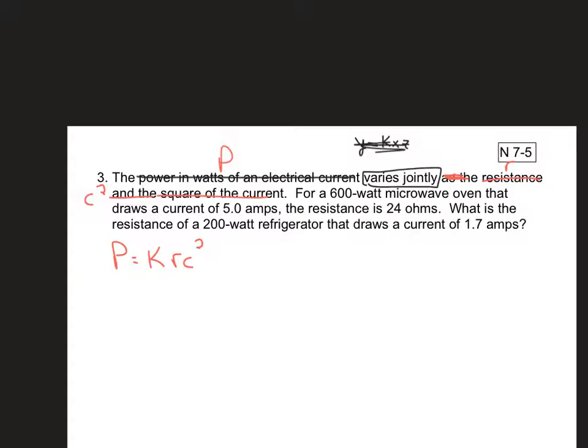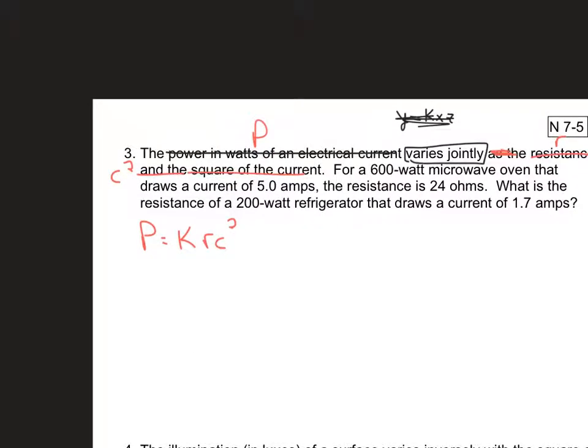It tells me that 600 watts, that's the power, because it said power in watts, so 600 equals K times R they give us is, now this is kind of tough. You have to be careful here. It draws a current of 50. Well, the current was what was squared, and a resistance of 24. So 24 is our R, and 5 is our C. And now it's just basically a multiplication problem. It's 5 squared. I'm just going to go ahead and change that to 25. So you get 600 equals 600K.